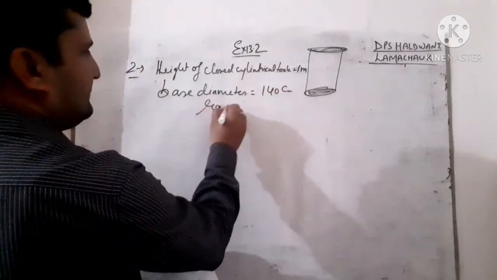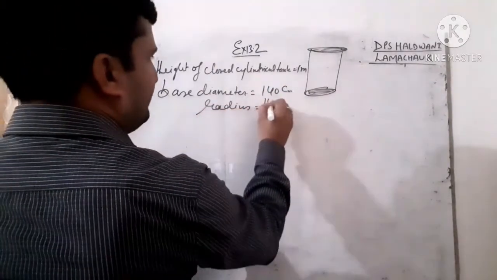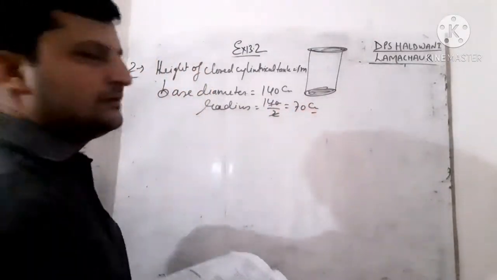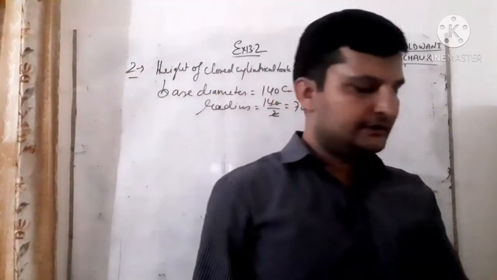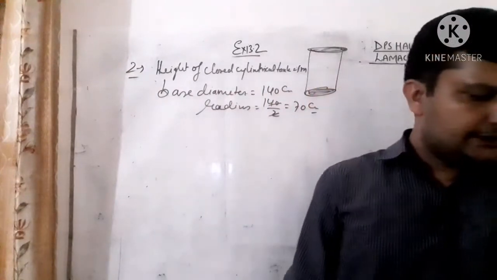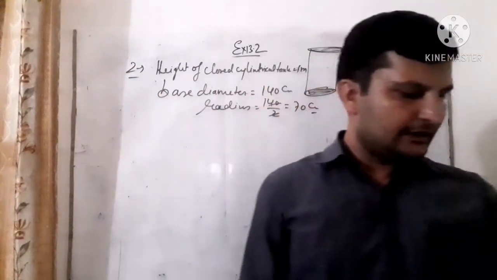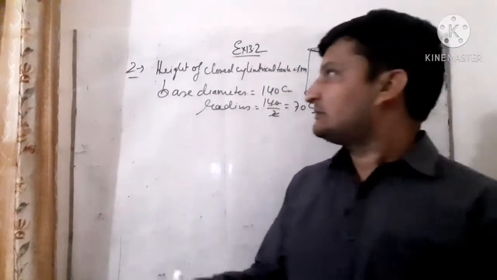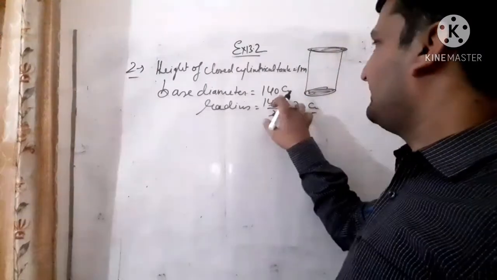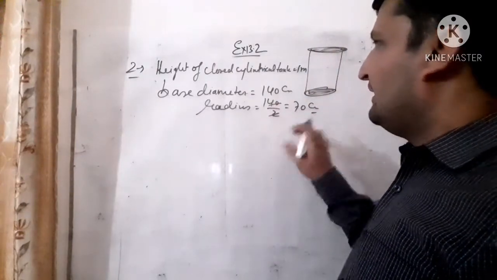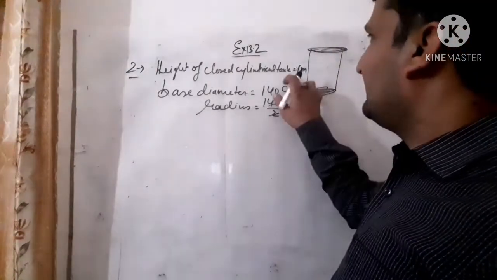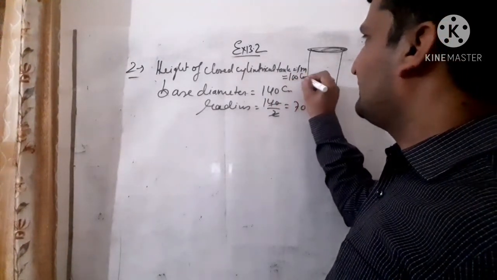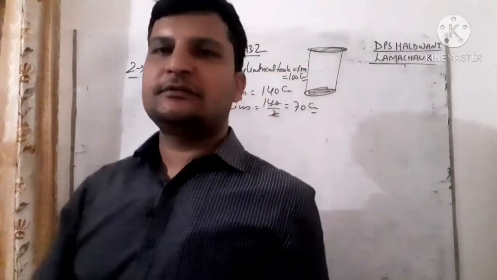So first, student, we have to find the radius. The radius, we know, is 140 by 2, that will be 70 centimeter. So the base radius R is 70 centimeter. It is given that 140 centimeter is the diameter, the radius means 70 centimeter, and the height is 1 meter. So we can convert it into 100 centimeter also. 1 meter is equal to 100 centimeter, students.